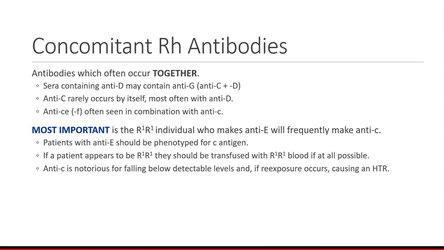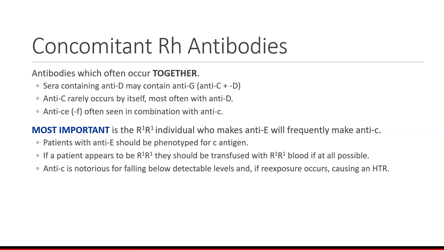Our next topic is concomitant Rh antibodies. I want you to know that concomitant antibodies are antibodies which often occur together. For example, sera containing anti-D may contain anti-G, and we just talked about this. Anti-G is anti-C plus D. Anti-Big C rarely occurs by itself. It's most often seen with anti-D. And anti-CE, also known as F, is often seen in combination with anti-little c. I want you to know those.